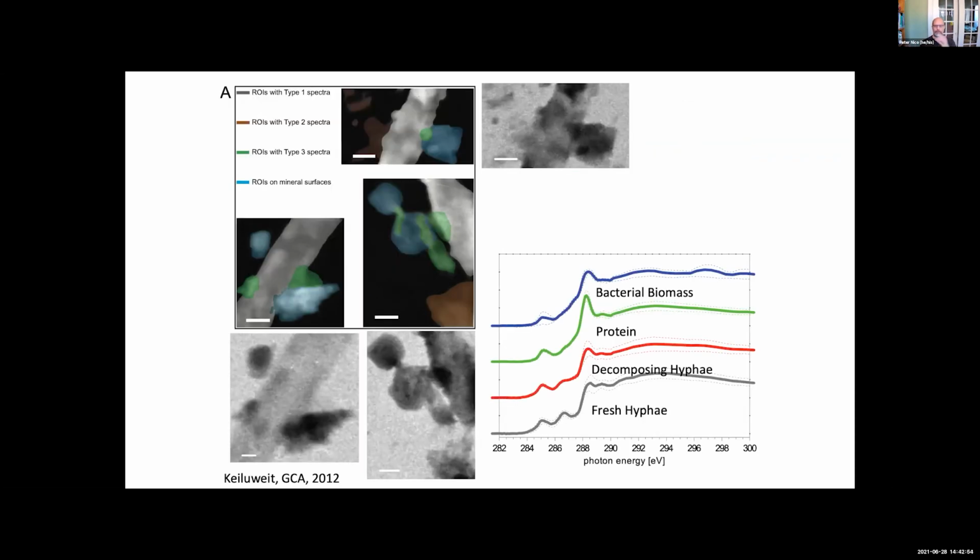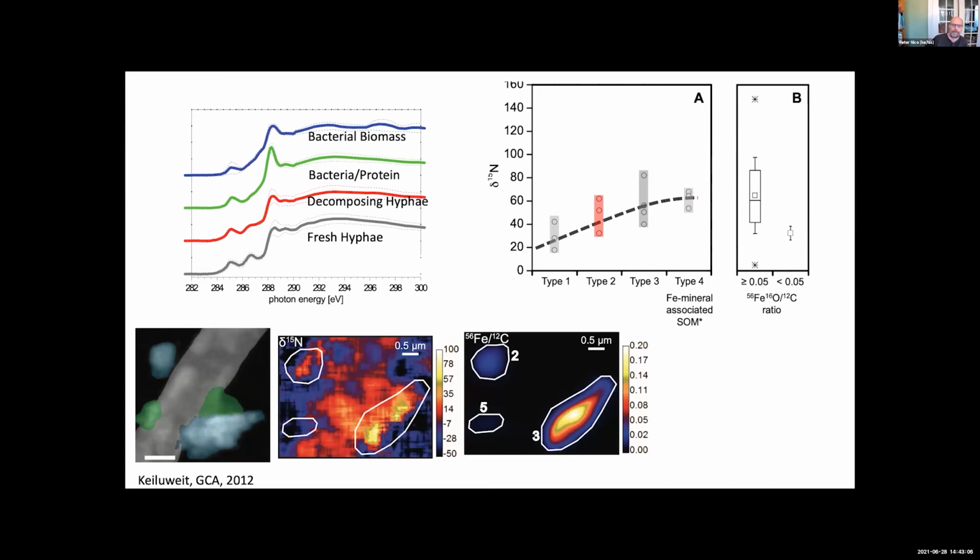We can show that we can do this multiple times, not a lot of times, because beam time is always limited and it's a difficult experiment, but we can do it enough times to show that it's not a single one-off experiment. We can then take those samples and scan them in the nanoSIMS to look for the isotopic composition of those different types of materials. And we can see that the 15N composition of our different types of organic matter seems to change systematically with the type of organic matter, from the fresh hyphae to the type of material associated with the iron mineral surfaces.